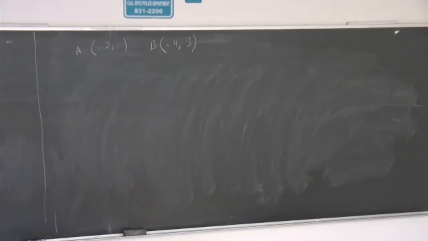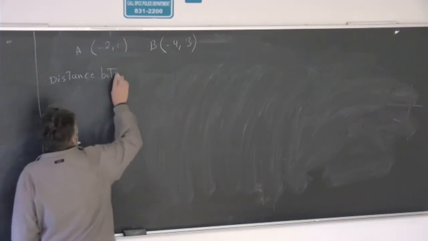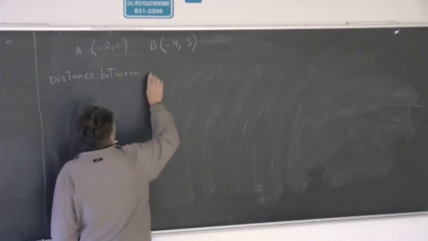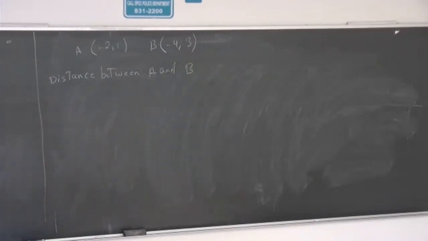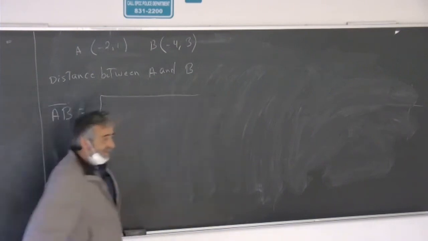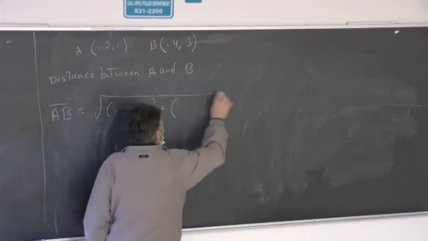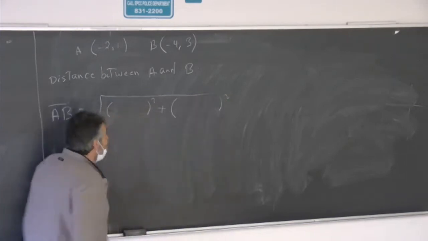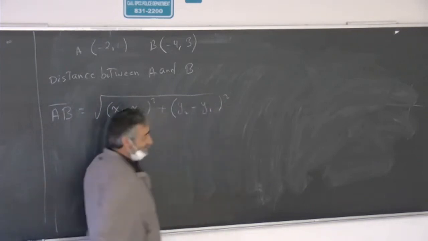All right, so now let's say we have those 2 particular points, and of course, we're looking for the distance between A and B. Good. So I will find that out. We know AB is equal to the square root of the difference in the x squared plus the difference in the y squared. So x2 minus x1, y2 minus y1.